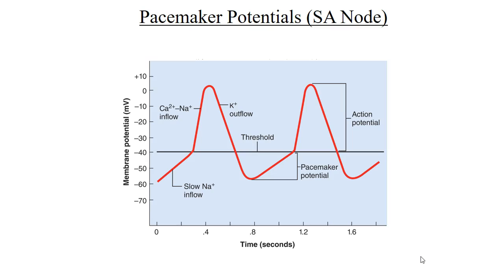So let's think about some ways that this can happen, right? So how could we maybe make this slope steeper? What could we do?